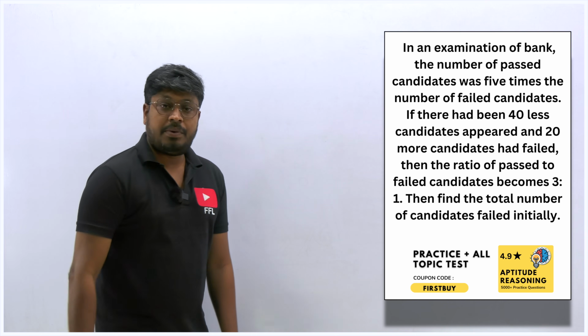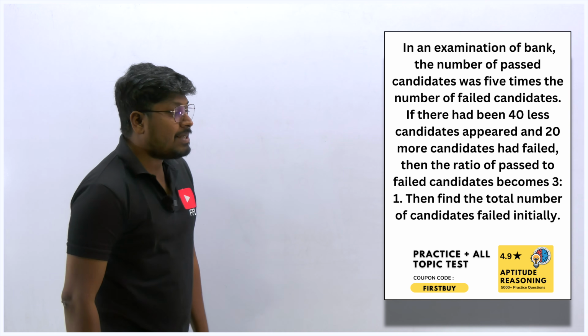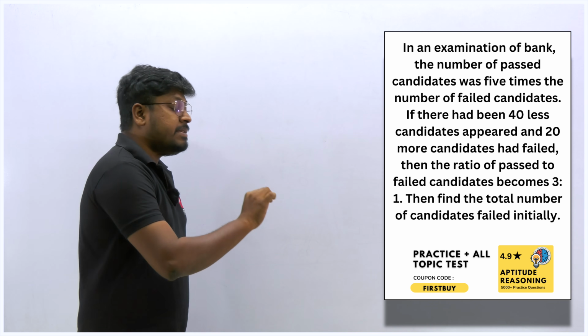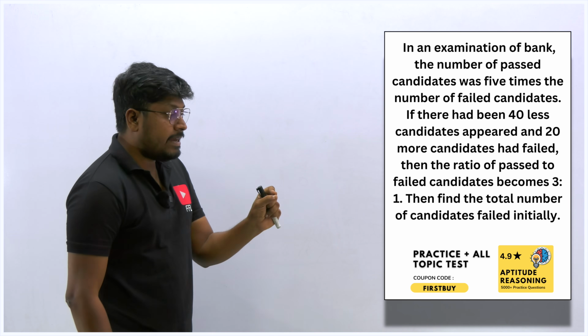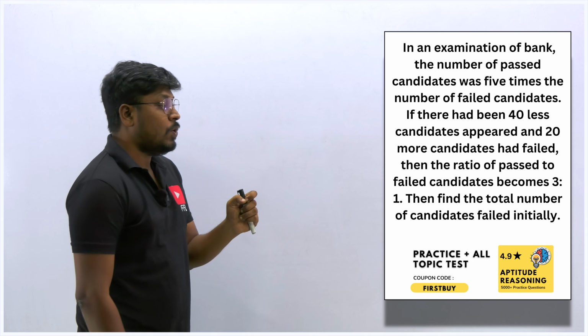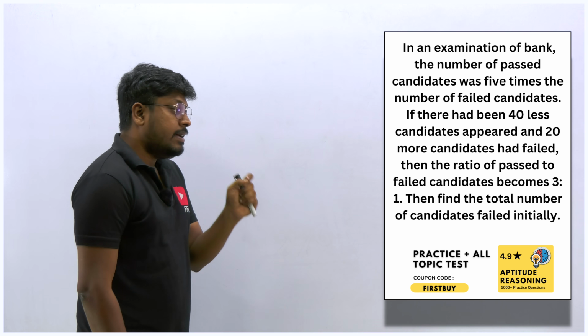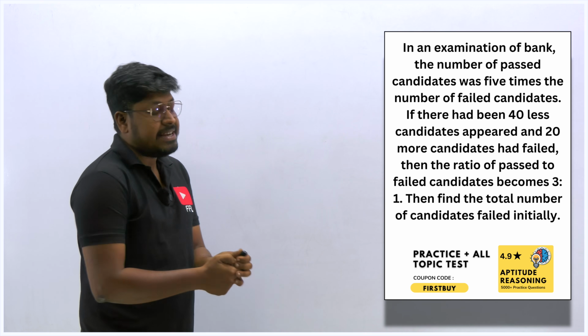Here is the first question. In an examination of a bank, the number of passed candidates was 5 times the number of failed candidates. If 40 fewer candidates had appeared and 20 more candidates had failed, then the ratio of passed to failed candidates would be 3:1. Then find the total number of candidates failed initially.